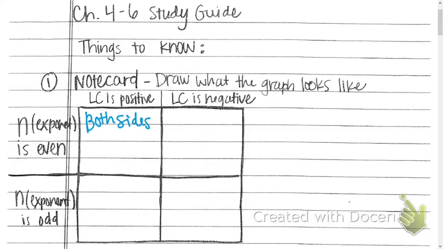Both sides up, and then you can draw a graph where both sides are going up. But that's if it's positive and if it's even.